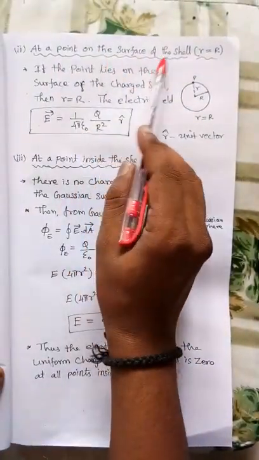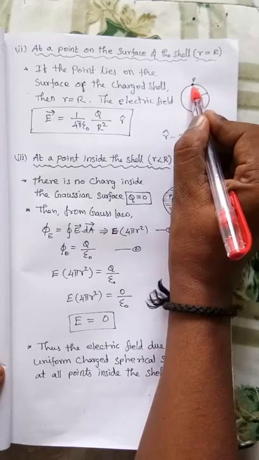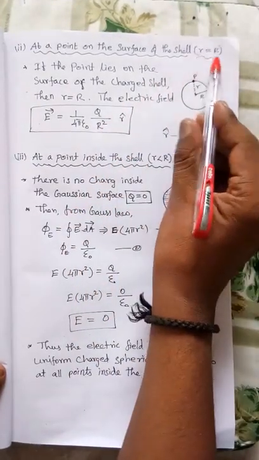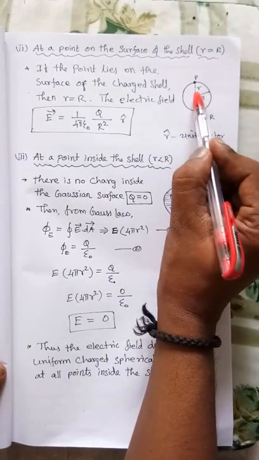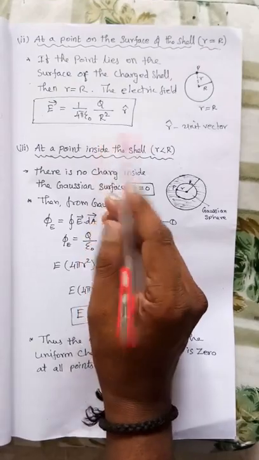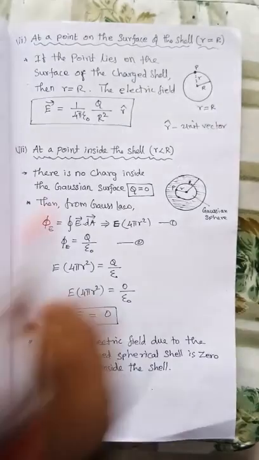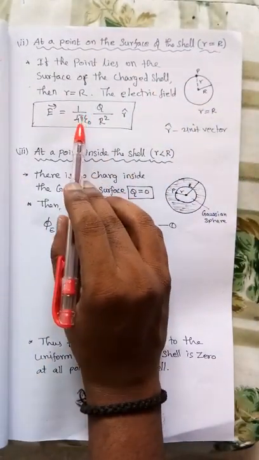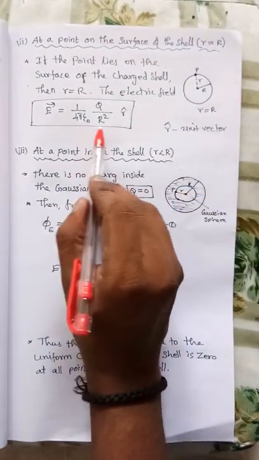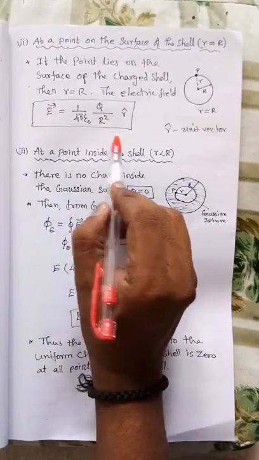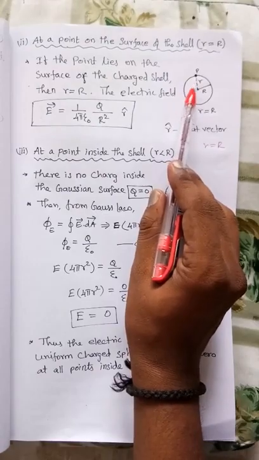Suppose the point is on the surface of the shell. Then r is equal to R, since the radius of the sphere and the radius of the Gaussian surface are the same. The formula is Q by 4 pi epsilon naught r squared. Instead of small r you substitute capital R, so it becomes 1 by 4 pi epsilon naught, Q by R squared, times R cap, the unit vector. That is the field on the surface of the shell.